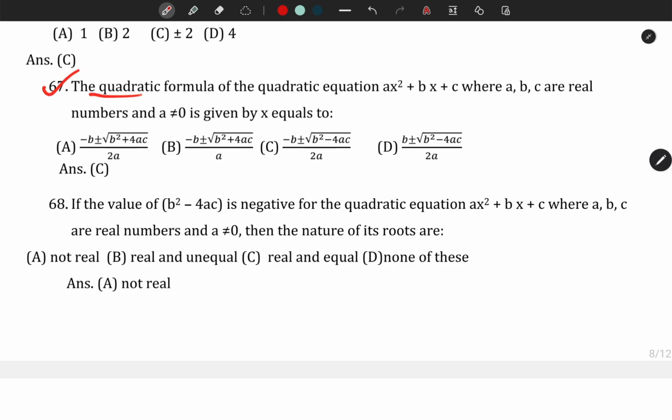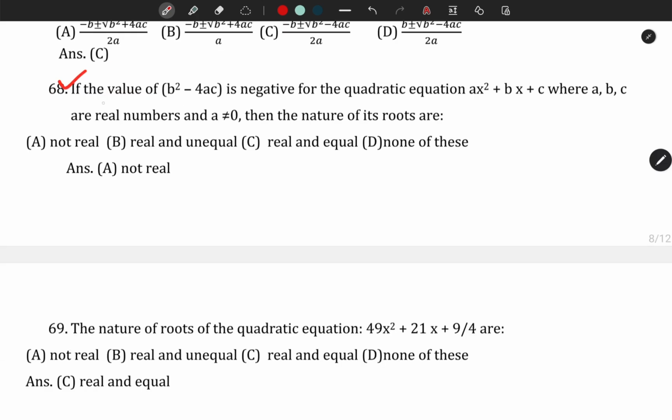Next question, the quadratic formula. We know the quadratic formula is x equals minus b plus minus root over b square minus 4ac by twice a. Next question, if the value of b square minus 4ac, that is the discriminant, is negative. Negative means less than 0. Since the discriminant is less than 0, the quadratic equation has no real roots, or the nature of the roots are not real. So answer is not real.